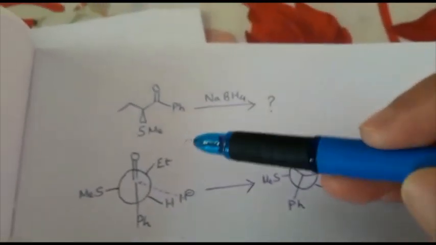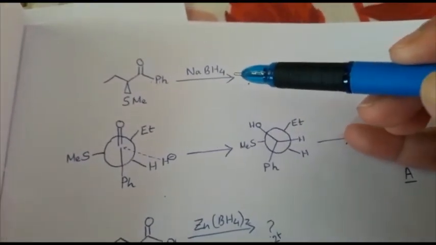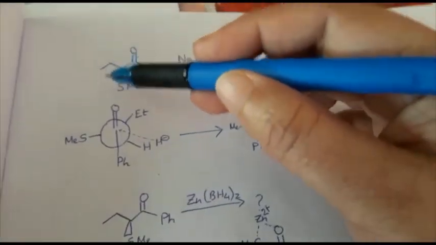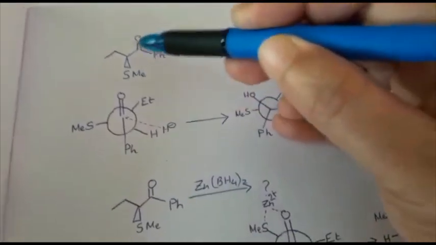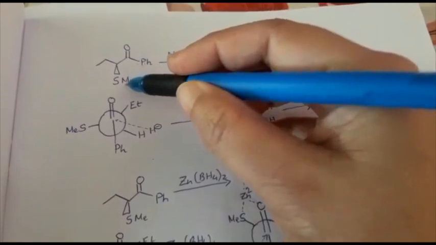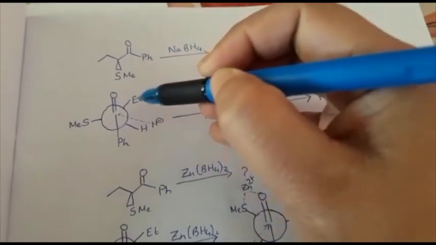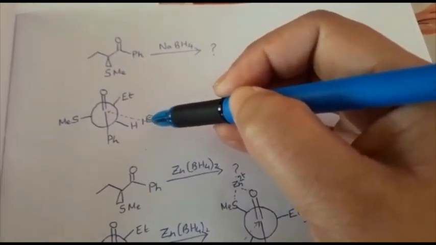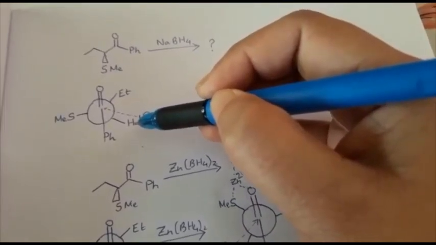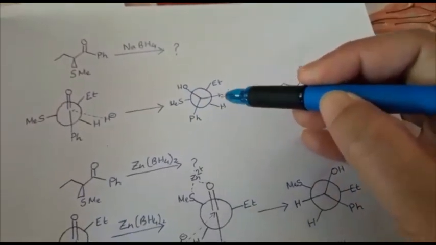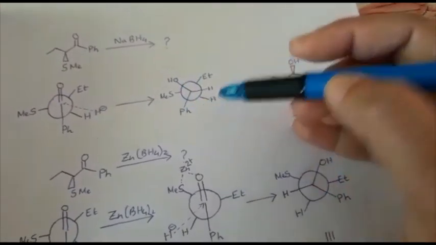Now let us consider the reaction with sodium borohydride. For that, we'll arrange the molecule in the Felkin model. Since S-methyl is the electronegative group, therefore it will be perpendicular to the carbonyl. Ethyl will be the medium-sized group, hydrogen is the smallest group. The nucleophile hydride will attack from the side of the smallest group, and as a result, we will get this molecule. This is the staggered conformation, the most stable conformation.